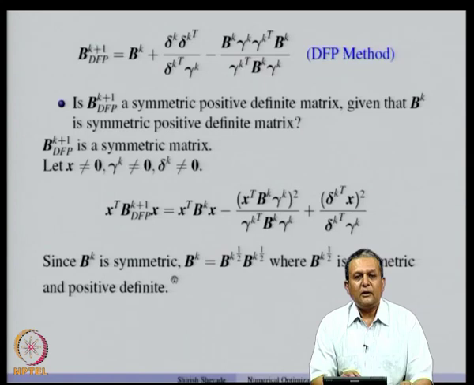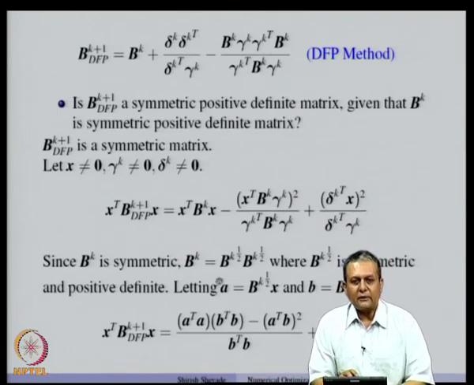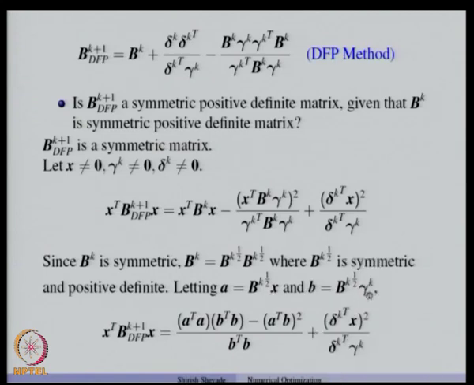Now, we have B_k to be a symmetric matrix. So, we can write B_k as B_k to the power half into B_k to the power half, where B_k to the power half is symmetric and positive definite. So, we can write it as a product of two symmetric positive definite matrices. Note that B_k is also positive definite. So, naturally B_k to the power half will be positive definite, and B_k is symmetric. So, we can always write B_k as a product of these two matrices, which are factors of the matrix B_k. Now, let us define two new vectors called a and b. a is B_k to the power half x and b is B_k to the power half gamma_k.